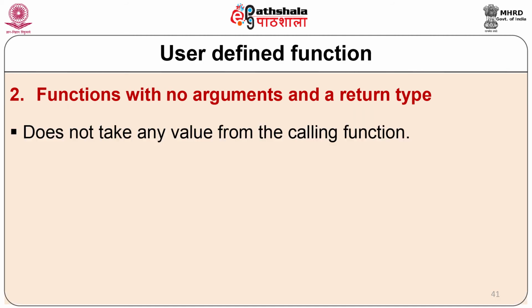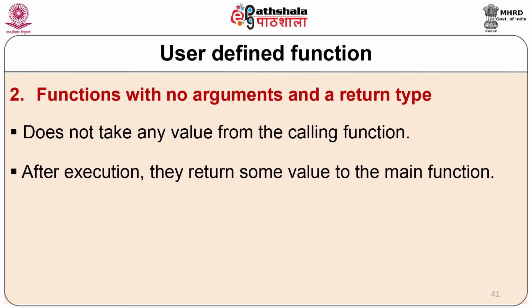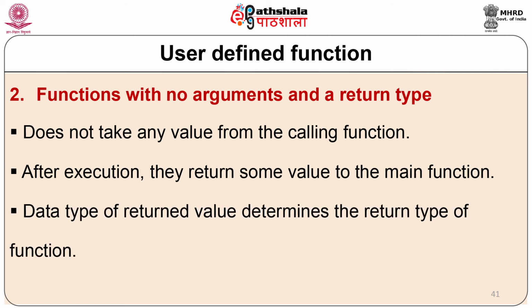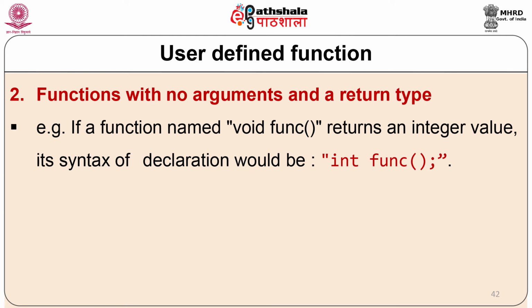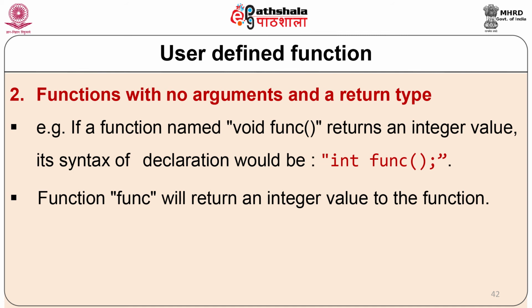This type of function does not take any value from the calling function. After execution of the program, it returns some value to the main function. The data type of the return value determines the return type of the function. For example, if a function named func returns an integer value, its syntax of declaration would be int func. This means function func will return an integer value to the function from where it has been called.